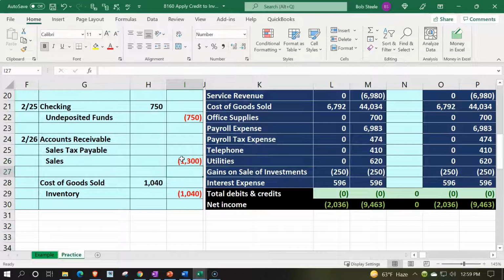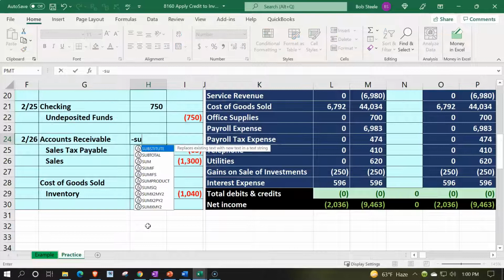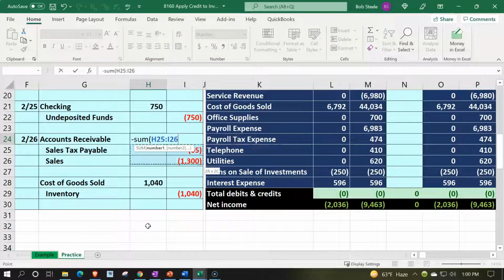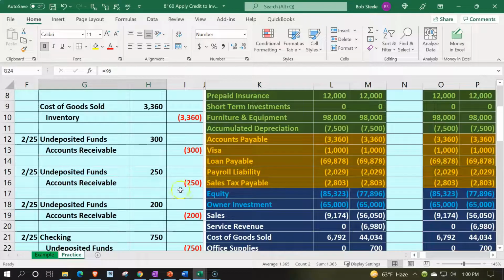And that's the cost. Sales tax we're going to have to charge is going to be equal to the 1300 times 0.05. And then the negative sum, the plug formula, what we're going to have to collect from the customer, 1,365. Let's post it out. Post it out to the trial balance first.